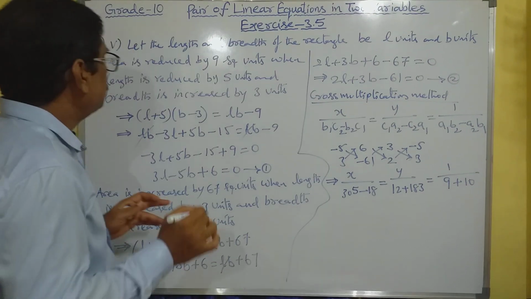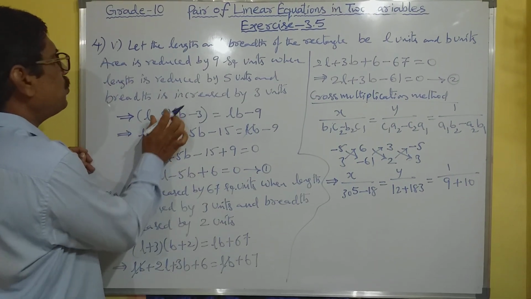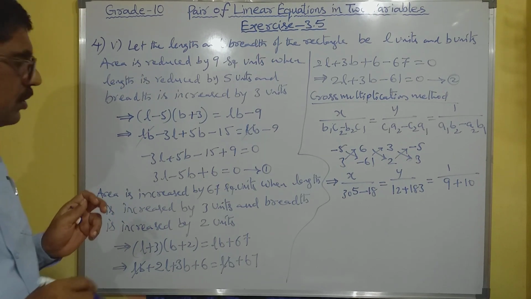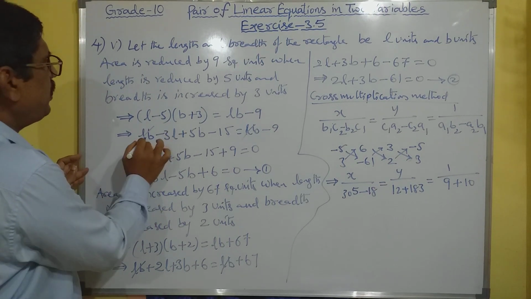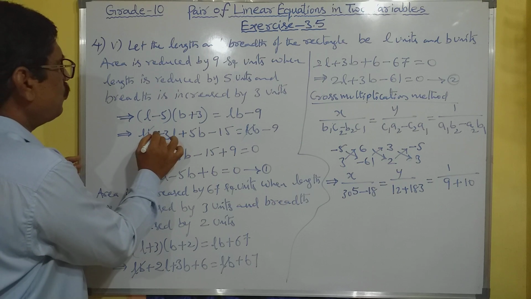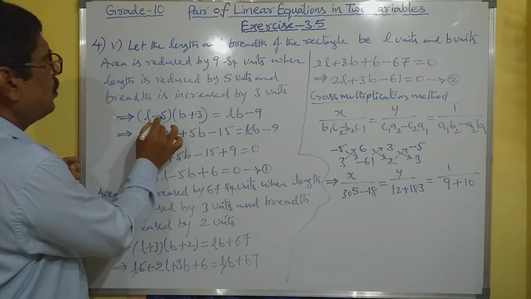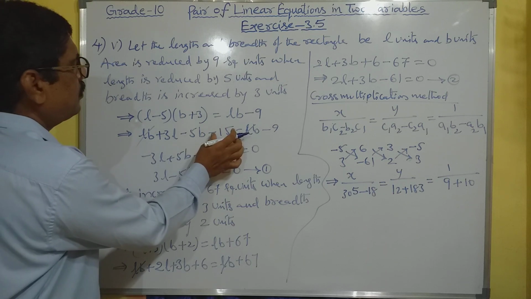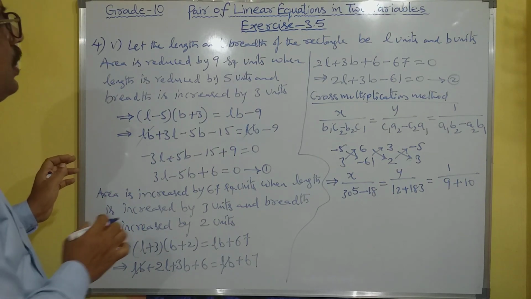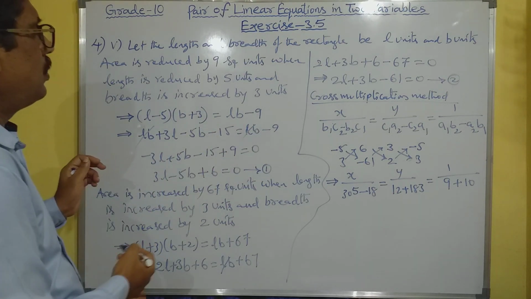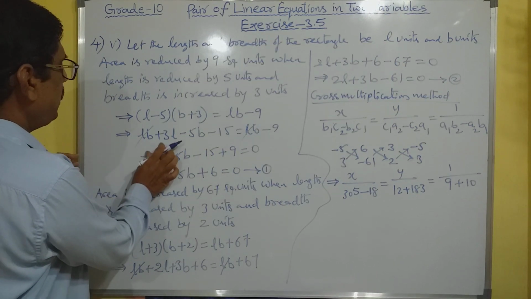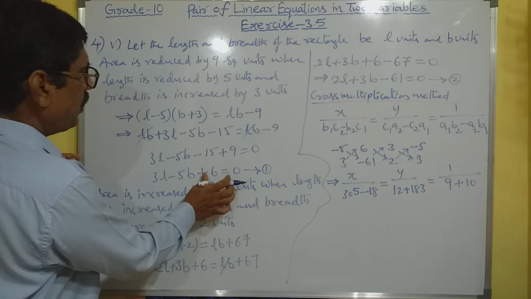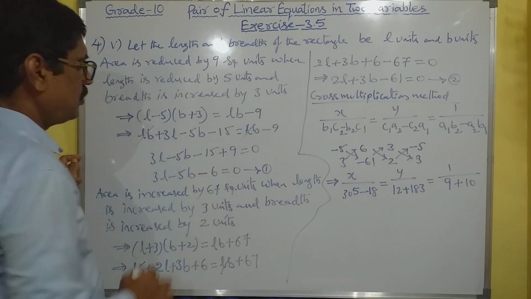Small correction. Here length is reduced and breadth is increased. So just a small L into B, LB, L into this is plus. Now minus 5B, minus 15. This is correct only. And now you take this is by 3L minus 5B. So 3L minus 5B, here minus 6.